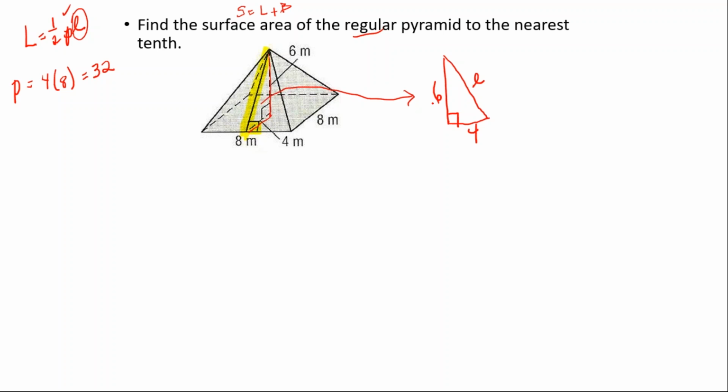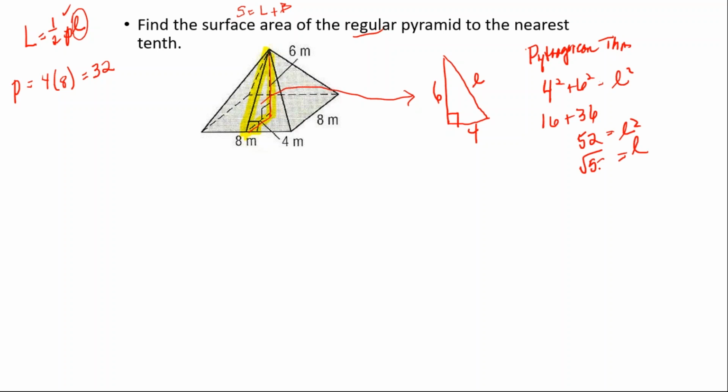And just like I said earlier, I have a right triangle. They're always going to give you enough details, but you may have to fall back on information from earlier chapters on how to use those details. So this is Pythagorean theorem. 4 squared plus 6 squared equals L squared. 16 plus 36, which is 52. So L is the square root of 52.